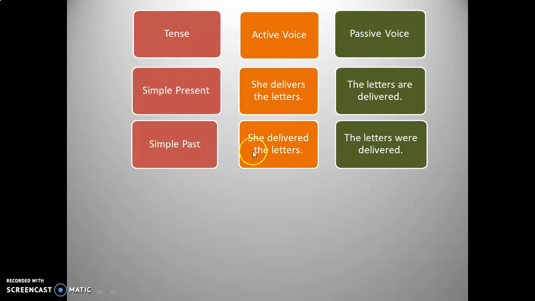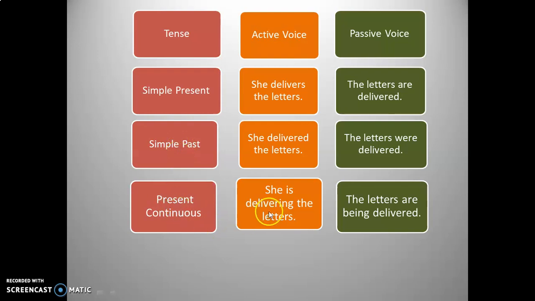Simple past tense. She delivered the letters. The letters were delivered. The same. I moved letters to the beginning. Were is verb to be, then delivered is the past participle. Why were not was? Because letters is in plural form. Why were not is or are? Because I used simple past tense.